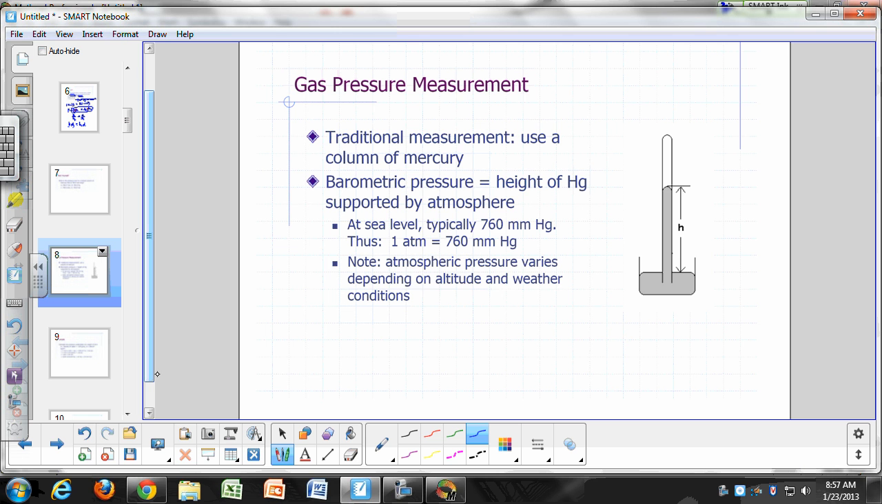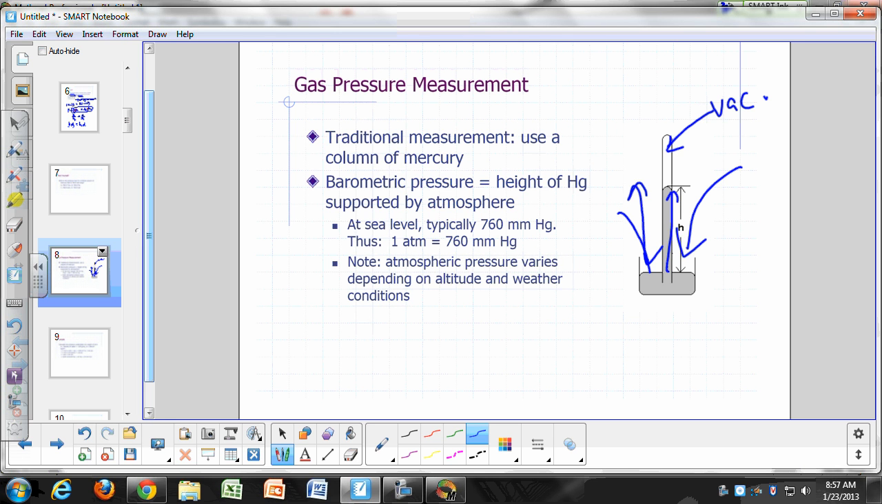Let's talk about pressure of a gas. All right. Traditional technique for measuring the pressure of a gas is to use a mercury column. Okay, so what you have here is an example of what's called a barometer. Inside this tube, you have a vacuum. There's nothing in there, right? To create that vacuum, you fill that tube with mercury and then invert it over a pool of mercury and then release.